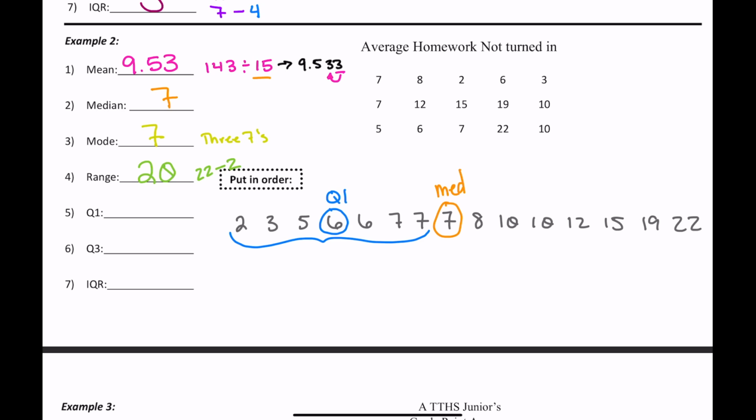That is our Q1. Miss Rawolf, how do you know that's the smack dab in the middle of our first half of data? Well, because I got 1, 2, 3 numbers in front of it, and then I got 1, 2, 3 numbers behind it before I hit my median. So that means my 6 is my Q1.